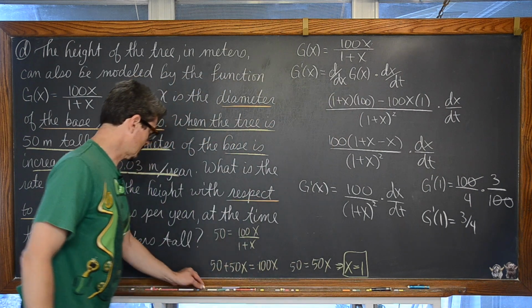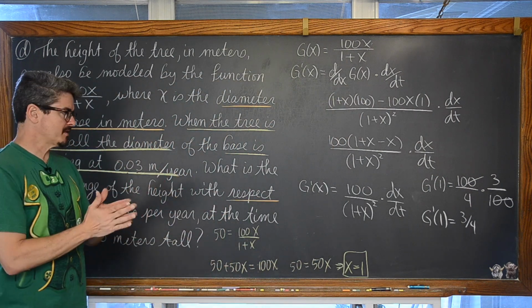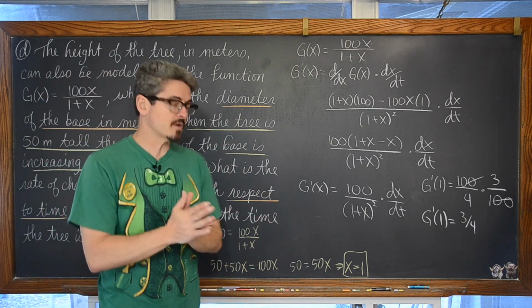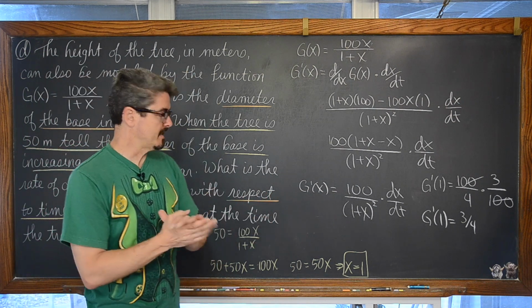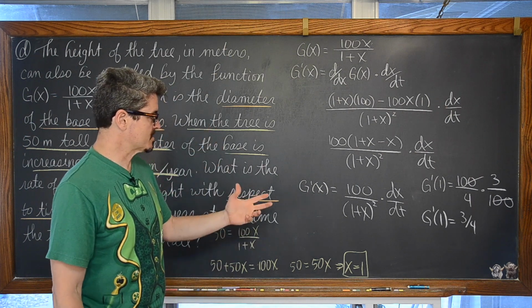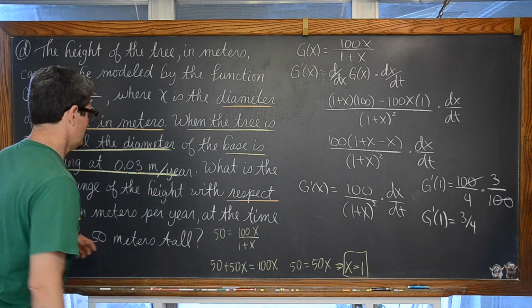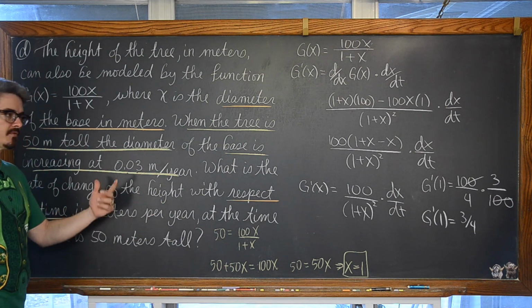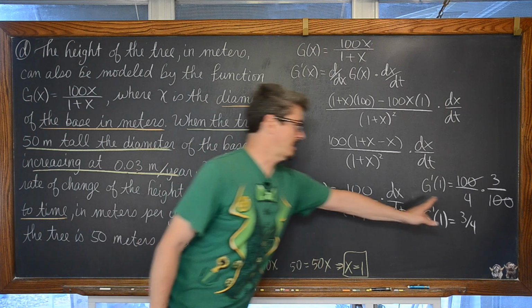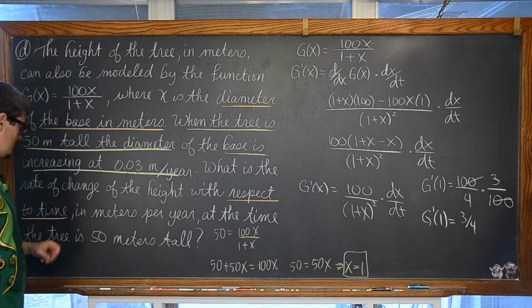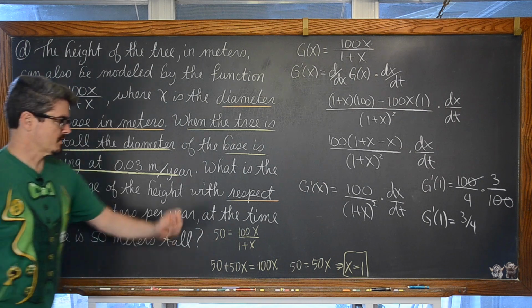Now, I'm going to go ahead and verbally summarize this, but I'll write the statement as we call it off, because this is the last part of this question, number 4 on the 2018 AP Calculus test. But the interpretation of this is what? What is the rate of change of the height? So the height of the tree is increasing by 3/4 of a meter per year when the tree is 50 meters tall.